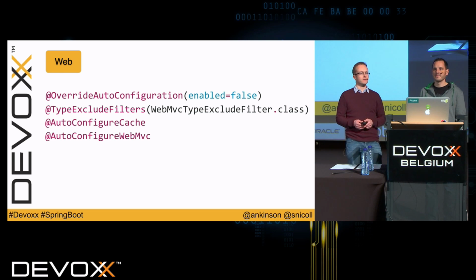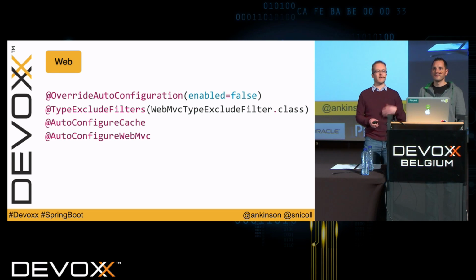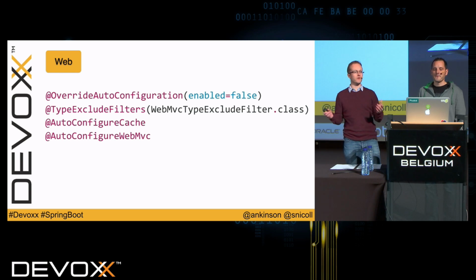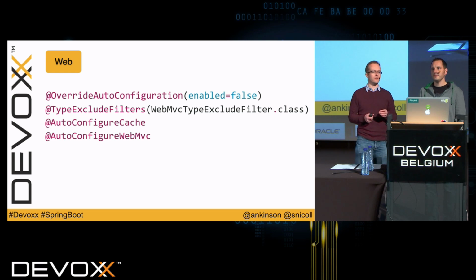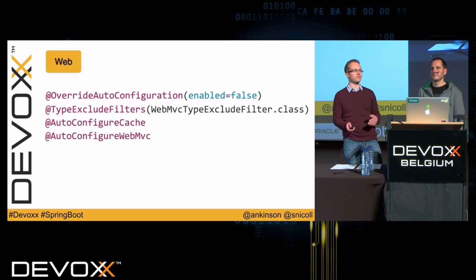As you'd hopefully expect, we auto-configure web MVC. That switches on a number of the things that I described when I was talking about the type exclusion filter. So it switches on auto-configuration of the dispatcher servlet, of your controllers and REST controllers, object mappers, HTTP message converters, etc.